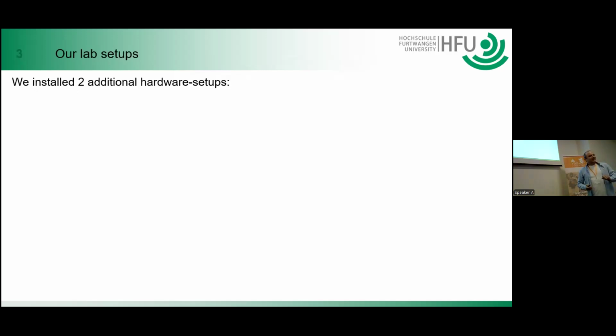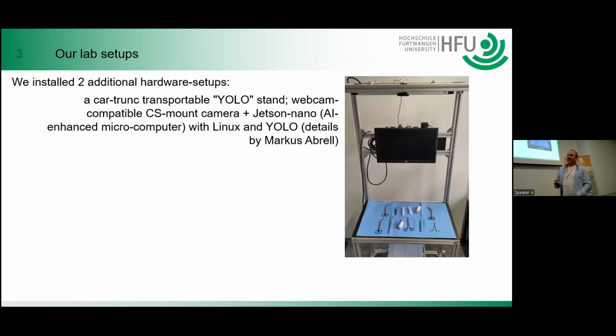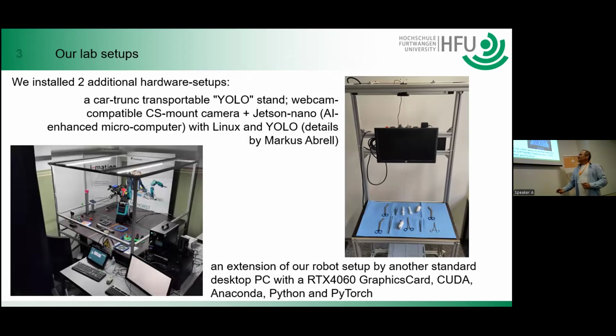Compared to our back then setup, we also installed a few more goodies. For example, what we call the YOLO test stand. It's a sort of cart-fronted transportable system with webcams and a Jetson Nano. That's an AI-enhanced microcomputer for about $80. So we can scale it to multiple installations like this for our education purposes, where we run this open source image recognition software. We also installed yet another high-powered computer so we can run our own AI models. And this is a photograph of the entire setup.